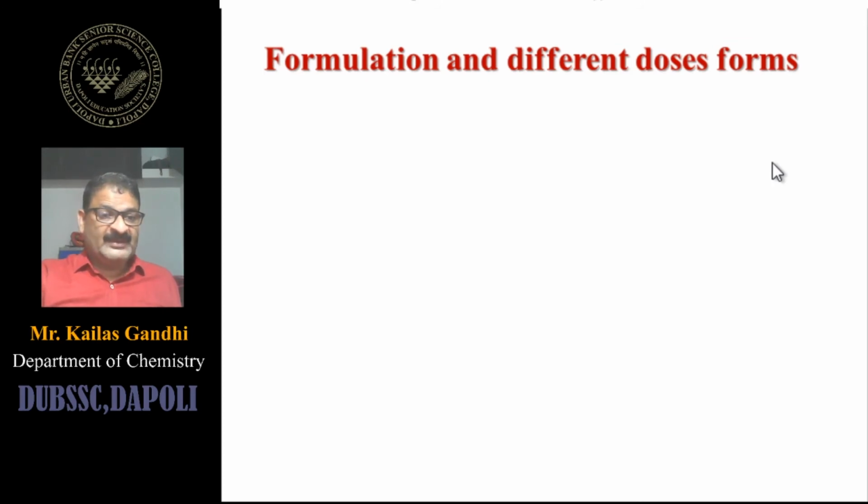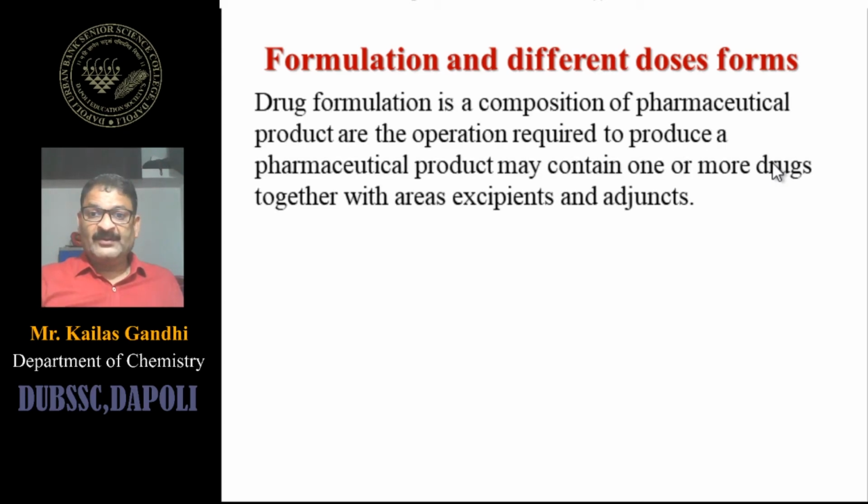Then we are moving on. Up to this point we have been discussing the various routes of drug administration. Okay, so here we are going to the formulation and different dosage forms. Drug formulation is a composition of a pharmaceutical product, or the operation required to produce a pharmaceutical product, which may contain one or more drugs together with excipients and adjuncts.